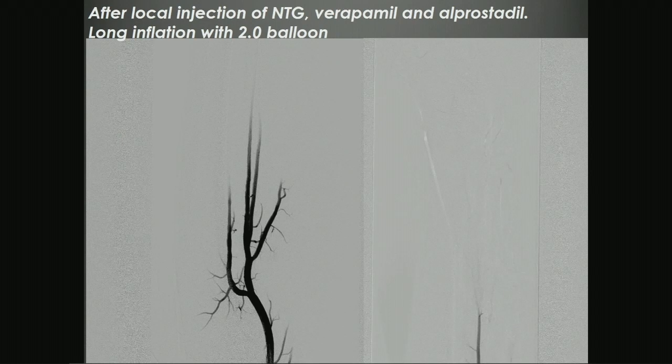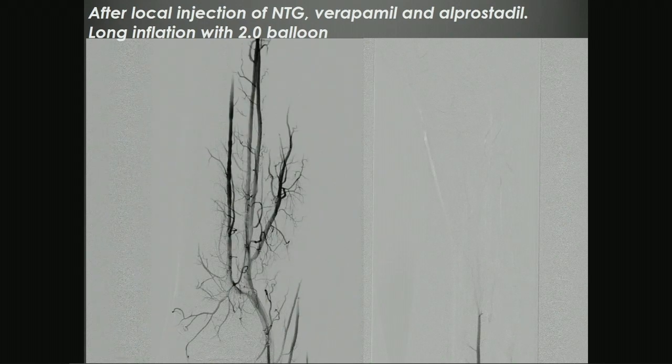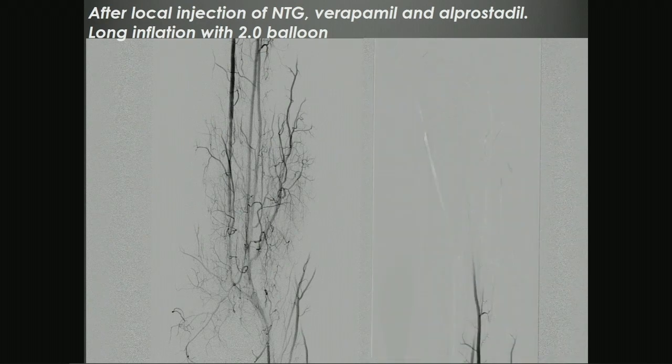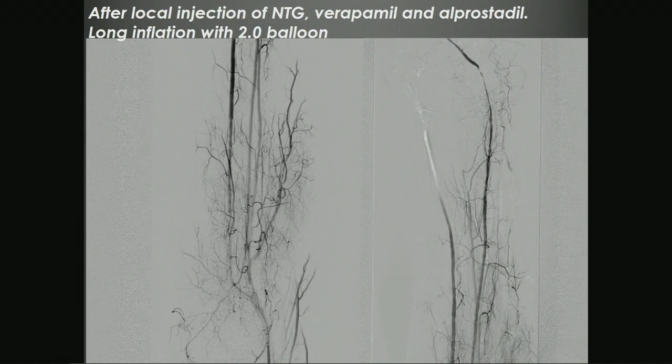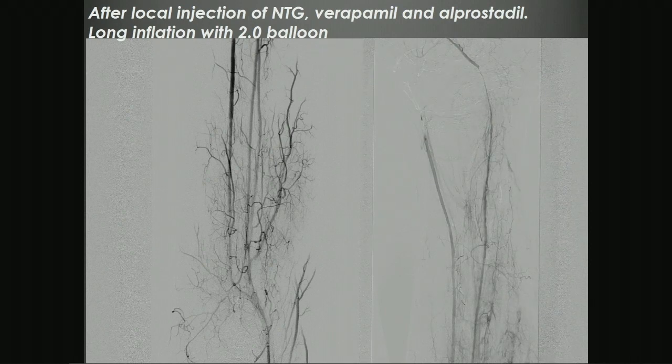we experienced a severe spasm at the proximal portion of the ATA. This was not dilated. So after that, we again injected nitroglycerin, verapamil, and alprostadil, and performed long inflation with a 2.0-millimeter balloon. The blood flow from the ATA to the PTA was recovered. But as you can see, there is still stenosis at the distal portion of the PTA to the plantar artery.